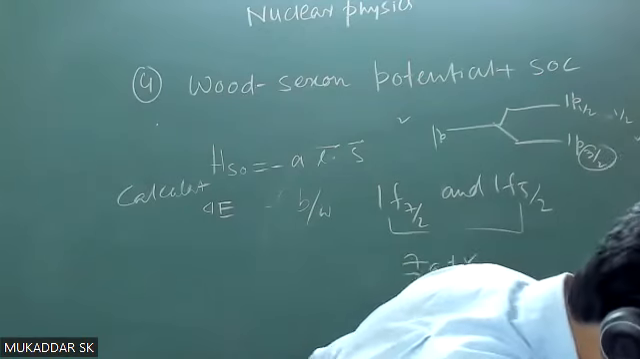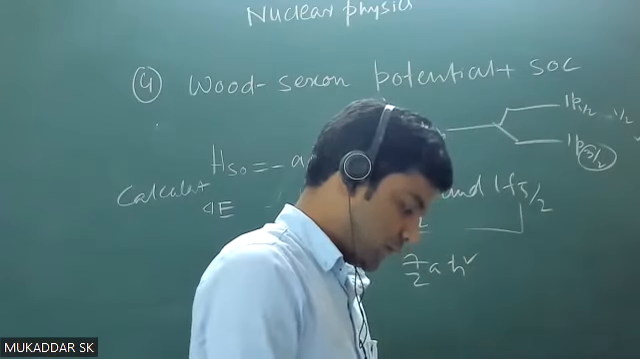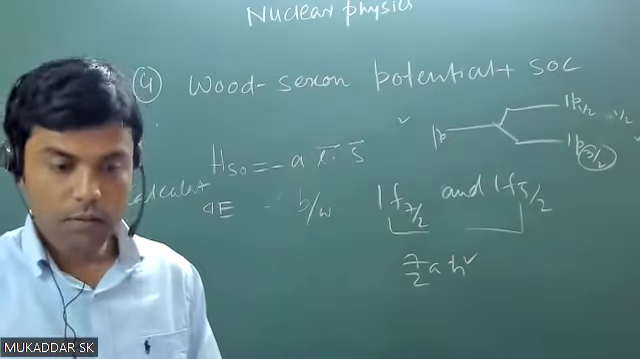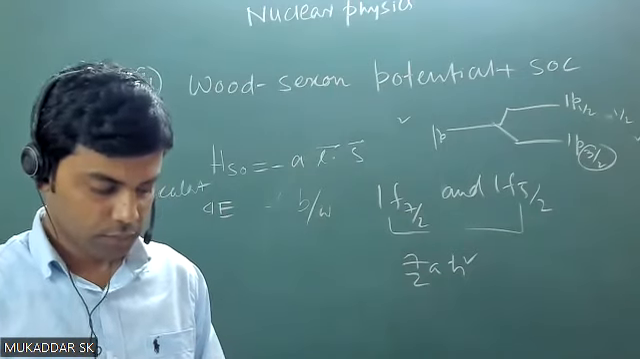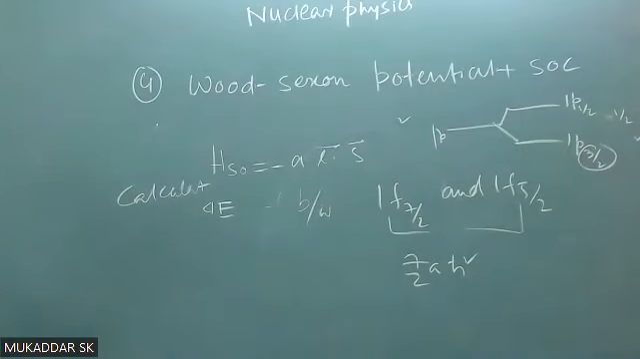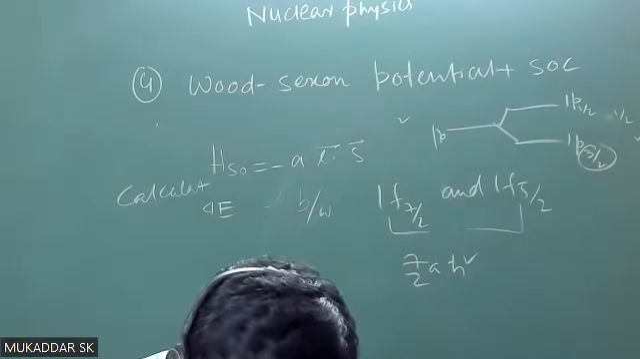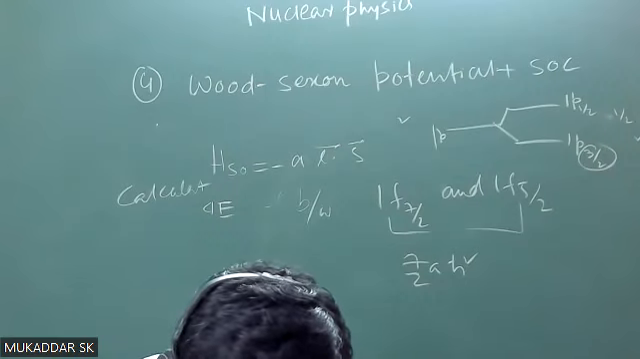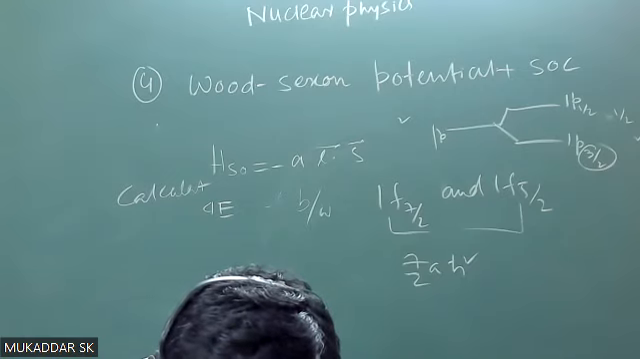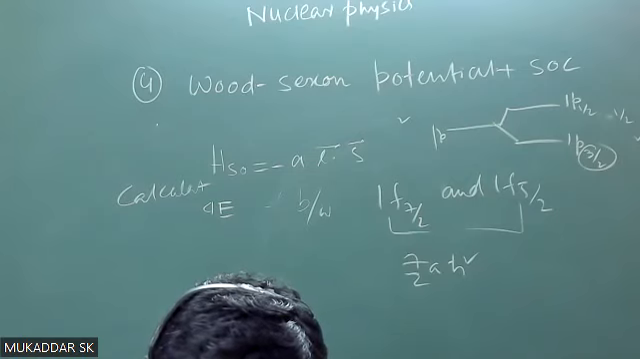So I think I should stop here because I have to take one more class. Sir, I have a doubt. Yes, tell me. Sir, the last part you told, I didn't understand. Which part? 1p 3/2. You told to find the separation between these two, right? So 1f 5/2. How do you get the separation? Tell me.